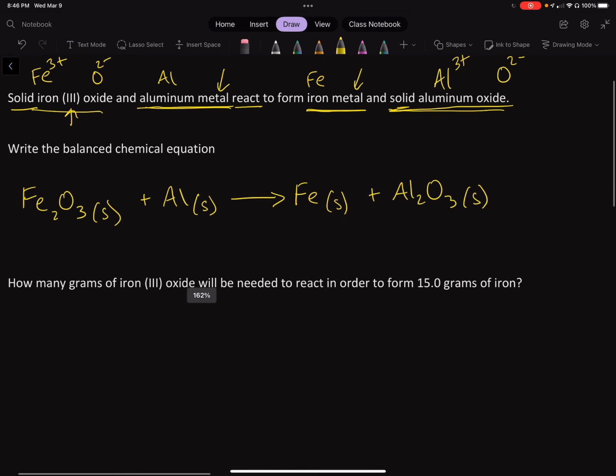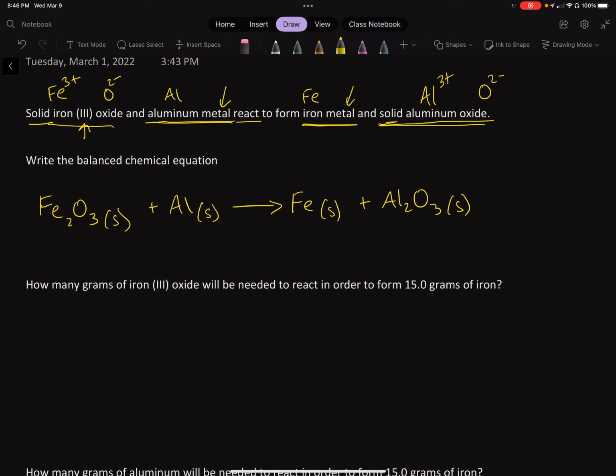Now we need to balance it. So that's our chemical reaction, but we need to balance it. So let's go ahead and do this column approach. So we have iron, oxygen, and aluminum in this chemical reaction. On the left side, I have 2 iron. On the right side, I have 1. For oxygens, I have 3 on each side. And for aluminum, I have 1 on the left and 2 on the right.